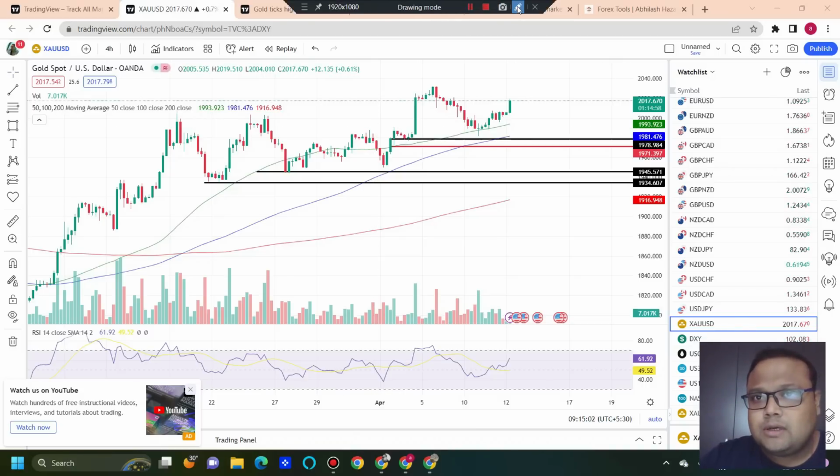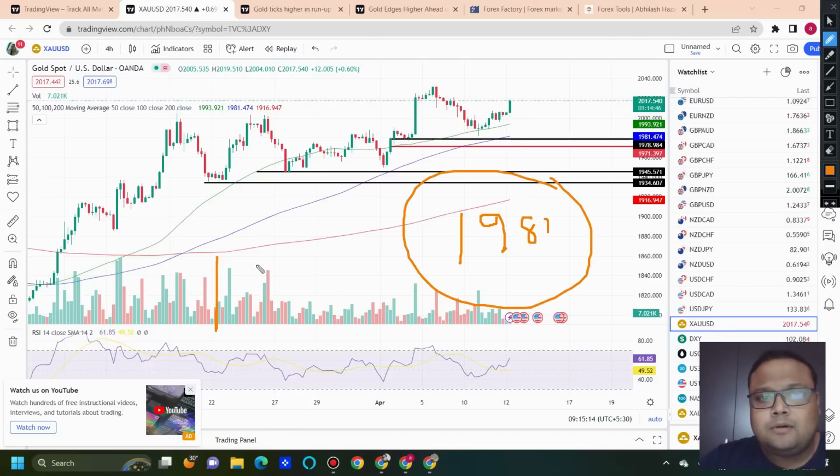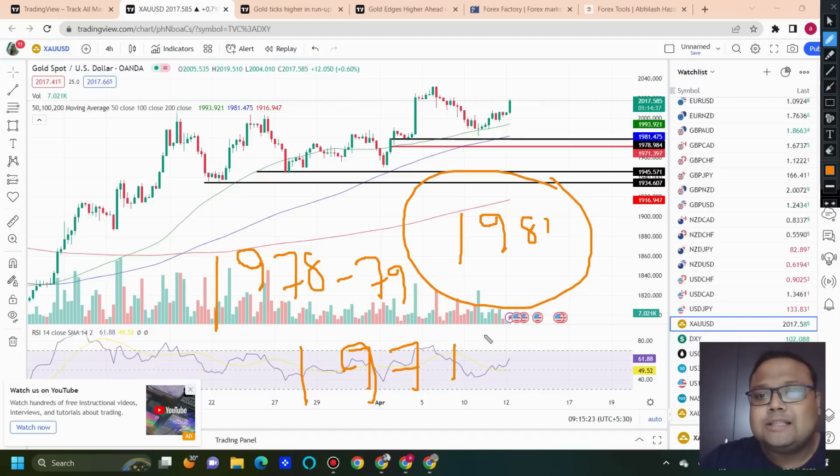So according to me, if the market shows a downside before the news or before CPI, then we have a minor support around 1981, or we have support around 1978 to 1979. Then we have another support around 1971. These are the three levels on the chart of gold that I can see right now. 1981 was the previous level from where the market bounced. Then we have 1978-79 here, previous support, and then we have the red line, which is the 1971. These are the three levels that should work before news, not after news.